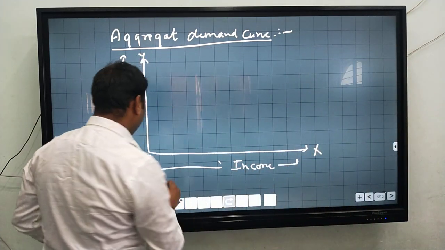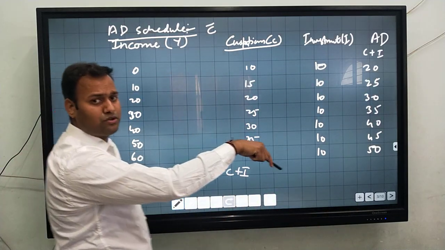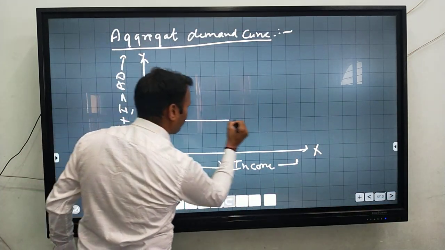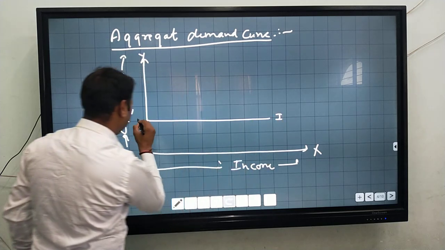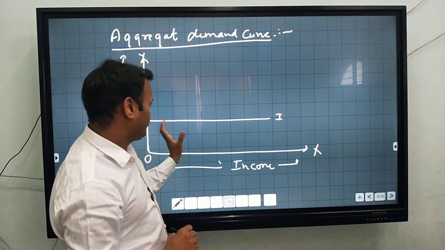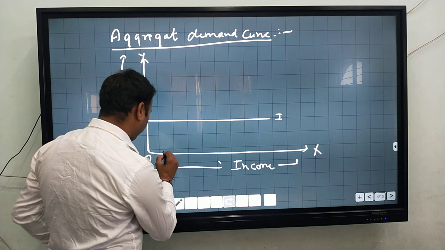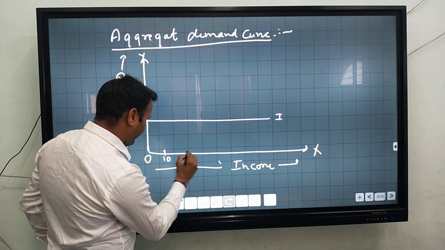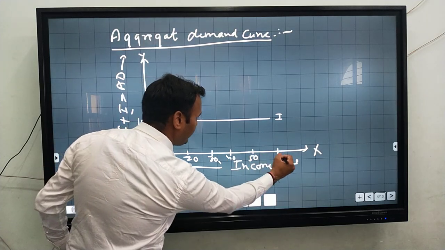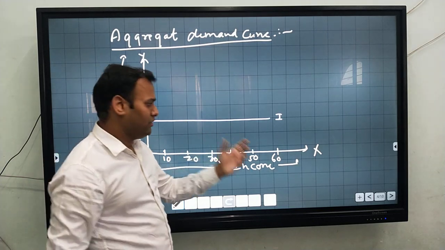Now, as you know, investment is fixed throughout the year. So we will take here the investment line, that is fixed, that is 10. So 10 is fixed throughout the year. Whether the income increases or decreases doesn't matter. Income is 0 or 10, 20, 30, 40, 50, 60. The income increases but the investment is fixed.